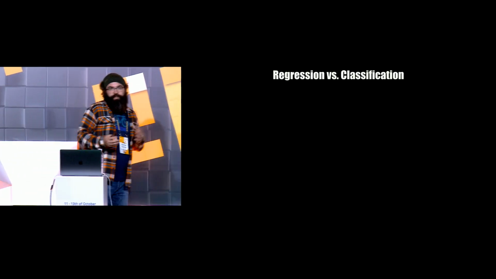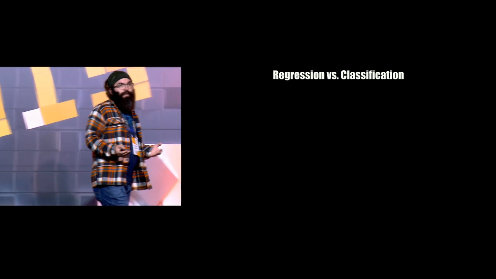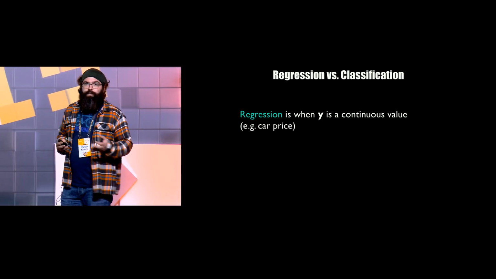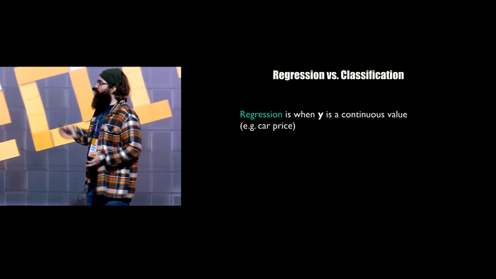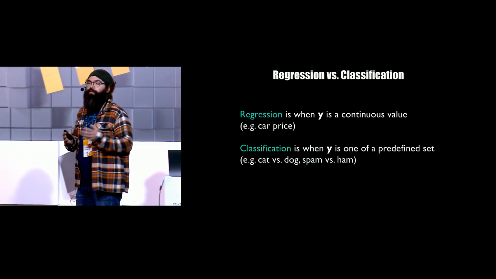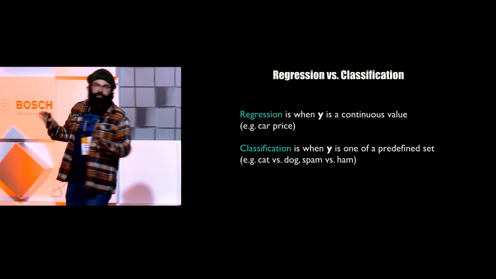Within machine learning, there are 2 different types of problems. One is called regression, the other one is called classification. Regression is when y is a continuous value, like the car price, and classification is when y is one of a predefined set, cat versus dog, or spam versus not spam.